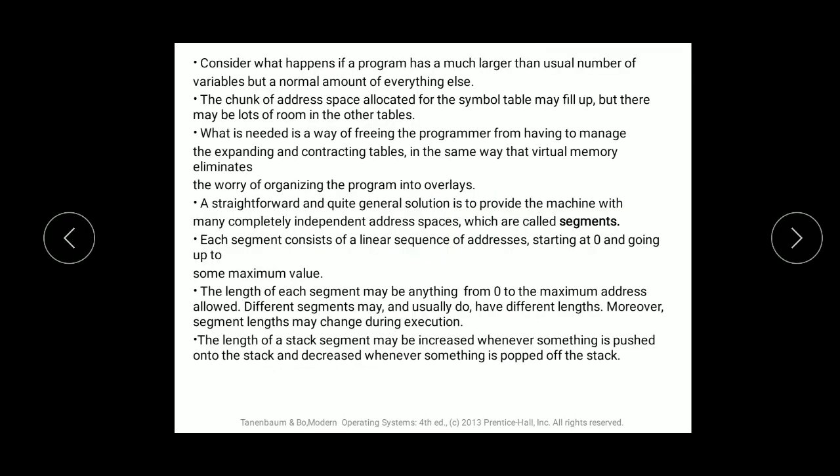Next, consider what happens if a program has a much larger than usual number of variables but a normal amount of everything else. So if a program has more values or more data, what will happen? Other things are the same, only the data is more. The chunk of address space allocated for the symbol table may fill up, but there may be a lot of room in the other tables. So address space will be more because of the data, but other spaces will be empty.